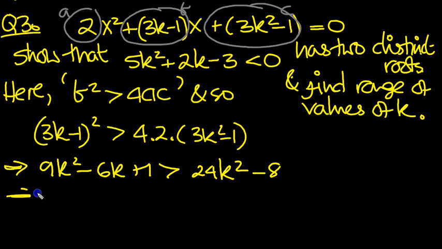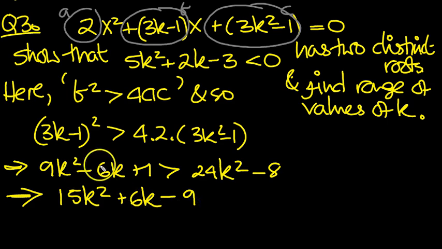So that implies then. So move this 9 to be over here. So I'm going to write it down from right to left. 24 take 9 is 15. And then move the minus 6k over. Becomes plus 6k. And then move the 1 over to be with the minus 8 makes minus 9. And I've moved everything over to the right hand side. So it will be less than. So I'm moving it from right to left. So this is less than. And there's nothing left here. So we can put 0.